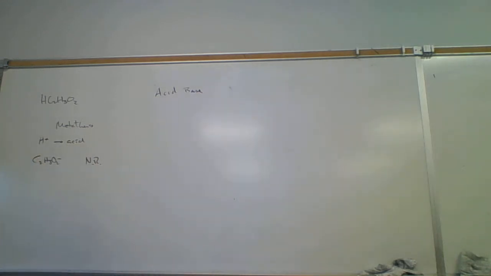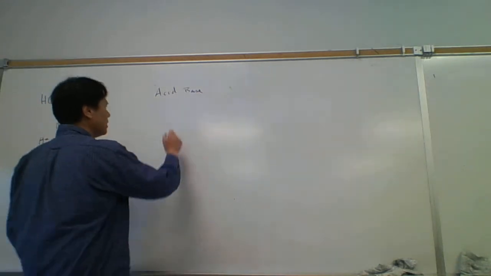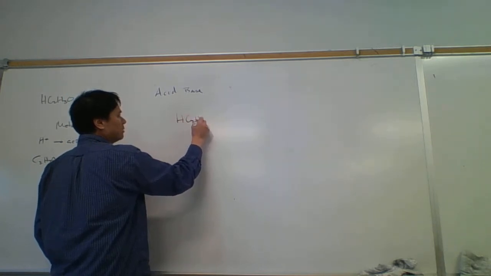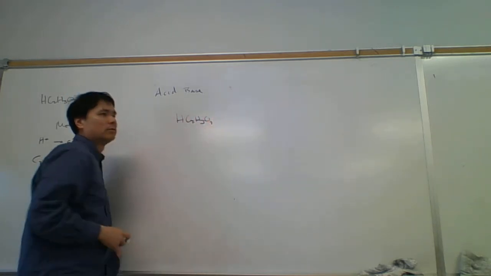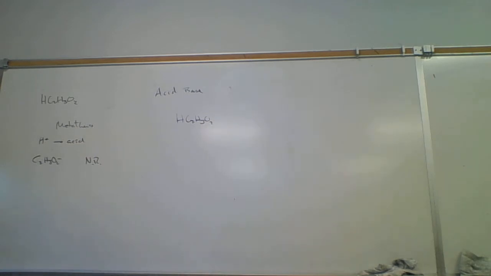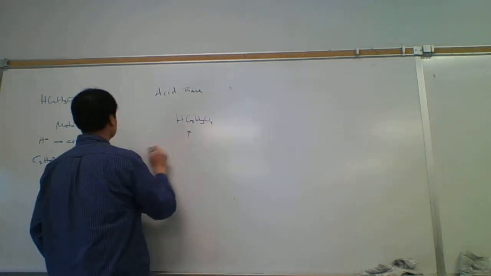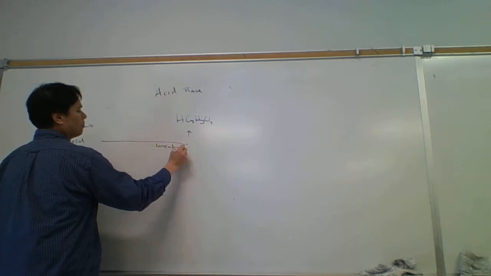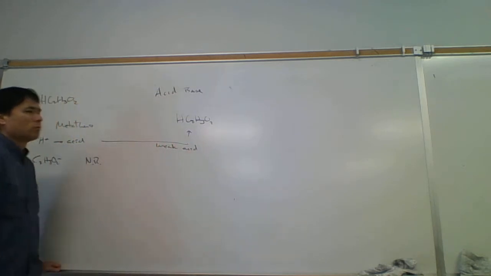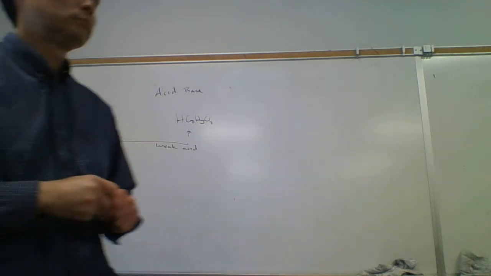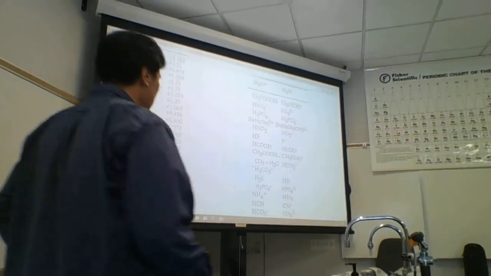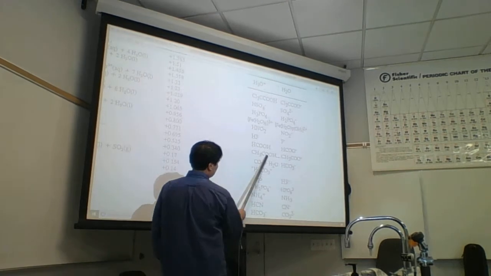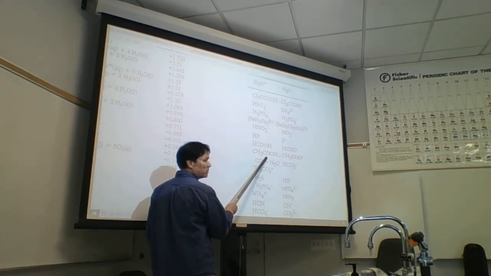Acetic acid is a weak acid. The weak acids don't completely ionize, so we should keep it together like this. If we look at acetic acid, weak acid, what does it react with? So we're going to use the acid-base chart. Here's acetic acid here. What bases does acetic acid react with?